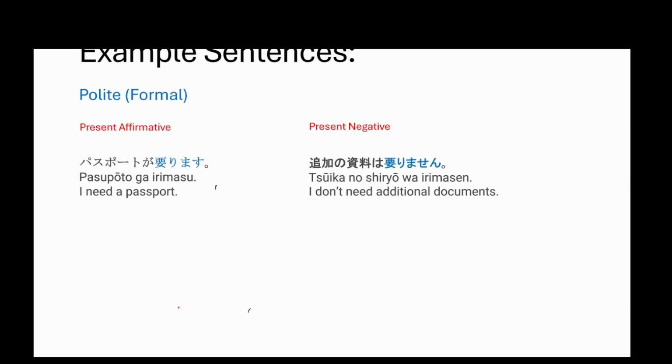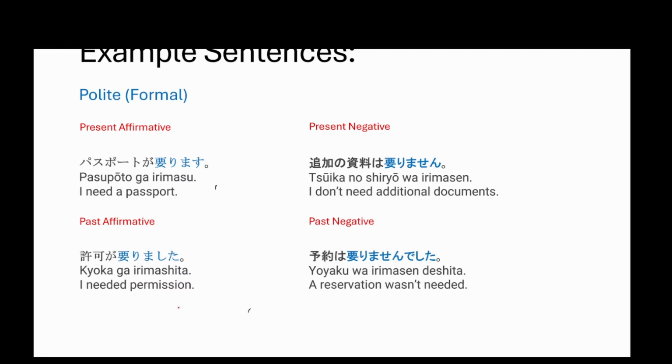For our example sentences, let's start with sentences in the polite form. We have passportu ga irimasu. I need a passport. Tsuika no shiryou wa irimasen. I don't need additional documents. Gyoka ga irimashita. I needed permission. Yoyaku wa irimasen deshita. A reservation wasn't needed.